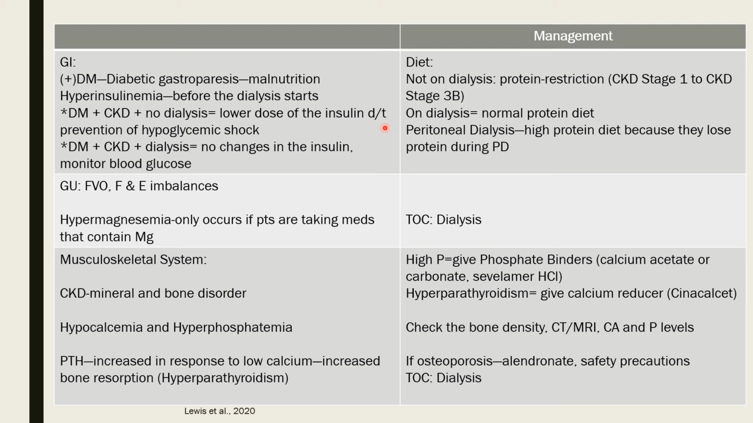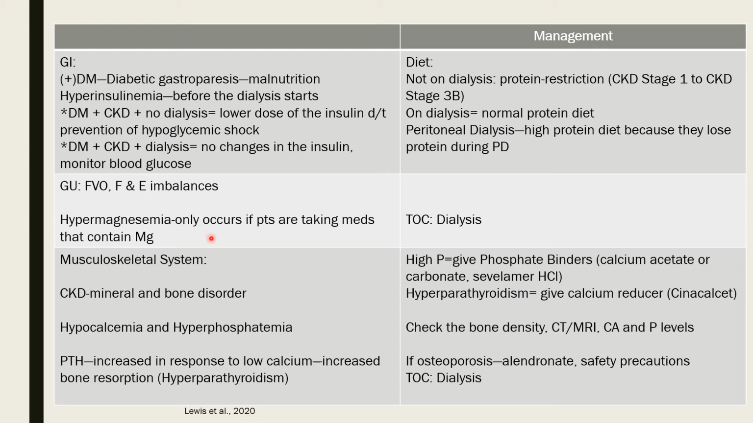Okay, now let's move on to genitourinary. So I've been talking about fluid volume overload, and for sure fluid and electrolyte imbalances, again, dialysis will help them. That's why it's very important for them to go on dialysis religiously. Another thing that can be a problem is hypermagnesemia. It only occurs when your patient takes medication that contains magnesium. So you want to make sure you check whether it's over the counter or prescribed medications.